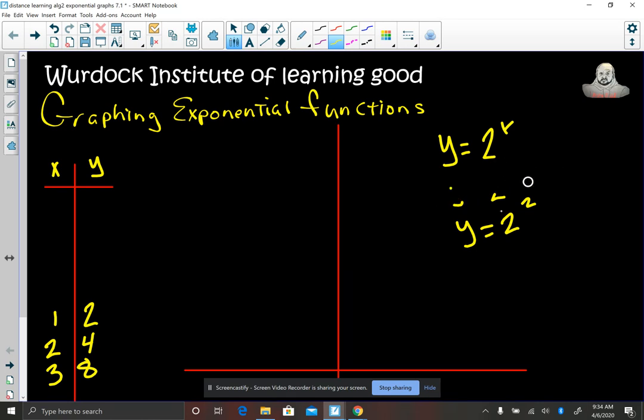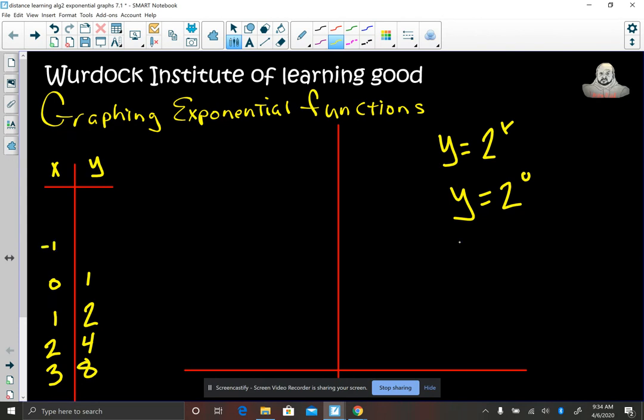If I put 0 in there, this is where we've got to think a little bit. Y equals 2 to the power of 0. Anything to the power of 0 is 1. You can confirm that. You can check on your calculator or ask Siri to do that for you.